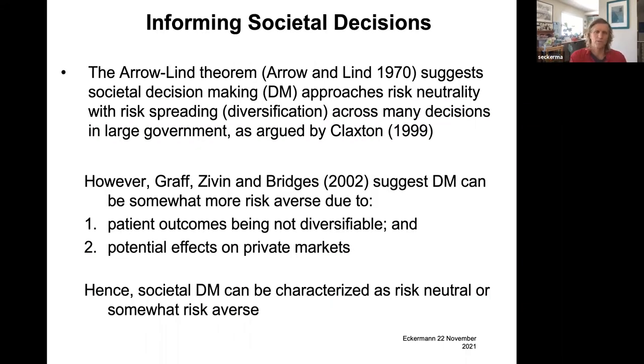Now, in doing that, it's important to note that the literature talks about, in general, under the Arrow-Lind theorem, societal decision-making approaching risk neutrality with risk spreading or diversification across many decisions in large government. Okay, and that was certainly also argued by Claxton in his relevance of inference paper. In reality, there is going to be some risk aversion, and that's because patient outcomes are not diversifiable and because there's potential effects on private markets, as argued by Graff Zivin and Bridges in 2002. But in general, we can characterize societal decision makers as either risk neutral or somewhat risk averse, asymptotically risk neutral, if you like.